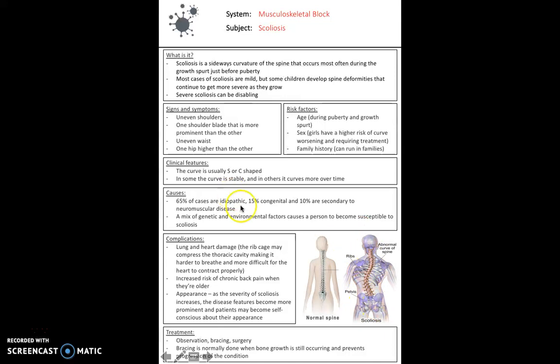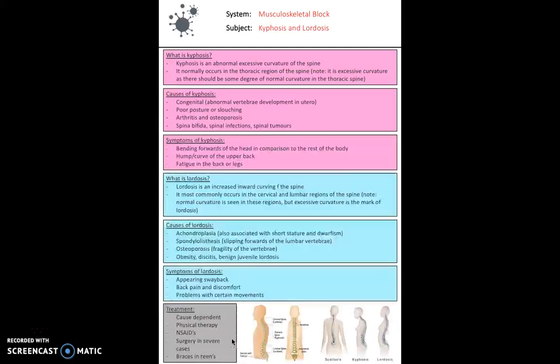65% of cases of scoliosis are idiopathic and 15% are congenital, and 10% are secondary to neuromuscular disease, and we're concerned about progression of this condition because it can cause lung and heart damage and compression of the thoracic cavity, which makes it hard to breathe and more difficult for the heart to contract as it should do. In terms of treatment, we can do watchful waiting. There's also bracing and surgery that can be done, and bracing is normally done when the bone growth is still occurring, and we can prevent progression of the condition getting any worse.